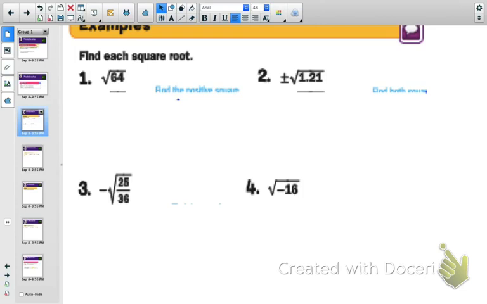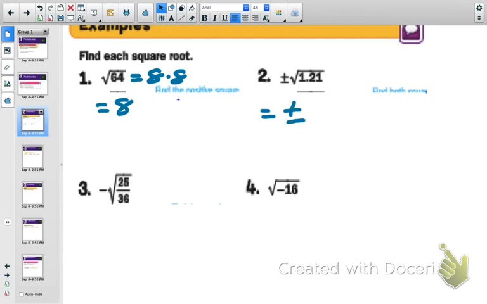Okay, so find the square root of 64. So 64 is 8 times 8. So the square root of 64 is just 8, because 8 times itself equals 64. This sign right here means plus or minus, so it could be positive or negative. So when you find your solution, you have to put in a plus or minus before it.